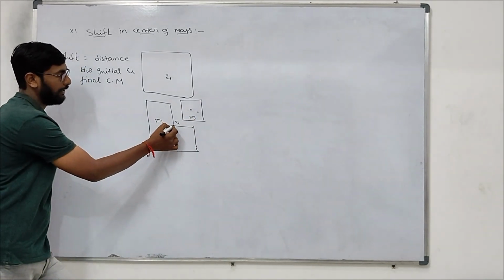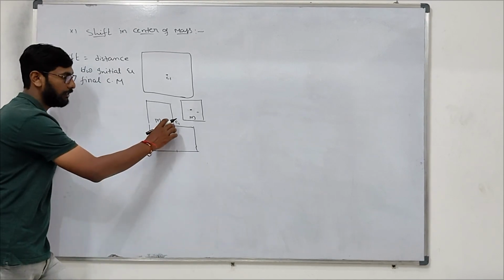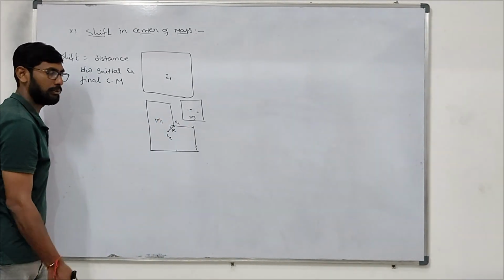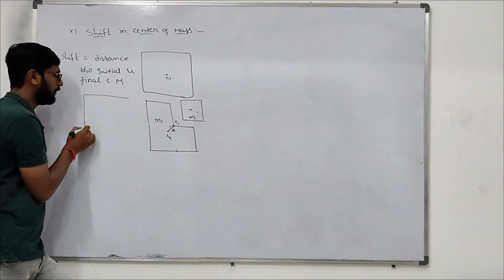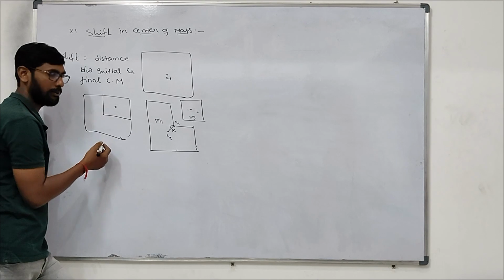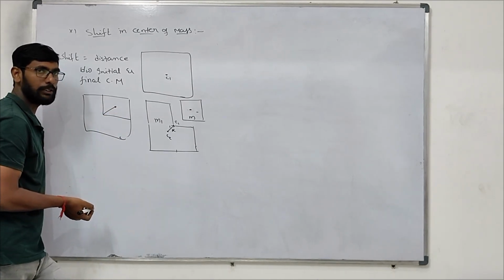We consider this part as the origin. We don't know this distance, but we know this distance. That distance means where it is initially. This is the portion, right? This is the center of mass of that part. This distance we know, right? What will it be?